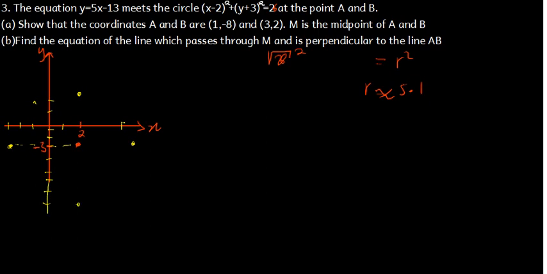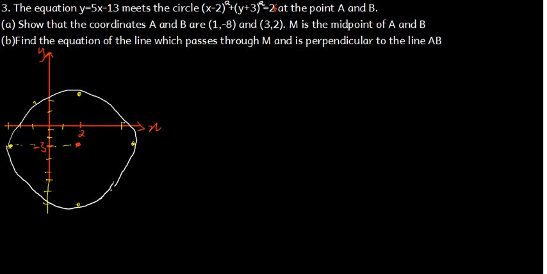Now it is these points that we just need to join, and that will be a circle. So just need to make sure that we make it as smooth as possible. So it is something like that. Well, we're not even interested in that, but it is very important for us to understand how it's just going to appear. Now, part A is asking us, show that the coordinates of A and B are 1, negative 8 and 3, 2.